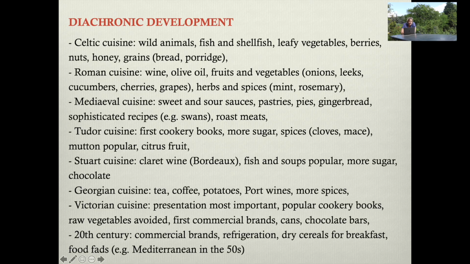And this short overview of the development of the British cuisine from the diachronic perspective ends in the 20th century with, of course, more and more commercial brands, new technologies like refrigeration in private homes, and of course some fashions, such as an American fashion of dry cereals for breakfast. If you recall the full English breakfast, we are going to talk about that. This is an earlier example in the 20th century.